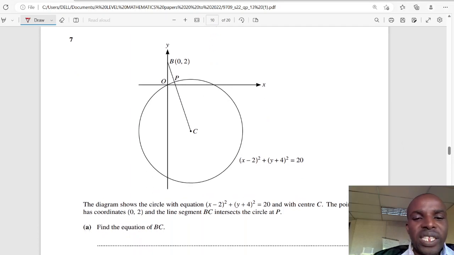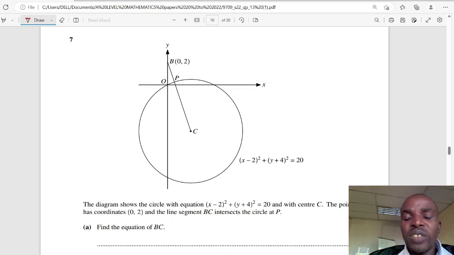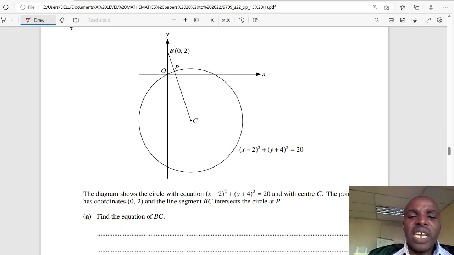The diagram shows the circle with the equation x minus 2 squared plus, that's the equation of the circle, is given. And with center C, the point B has coordinates 0, 2. And the line segment BC intersects the circle at P. Then find the equation of BC. Right, that's the equation of the line, right?